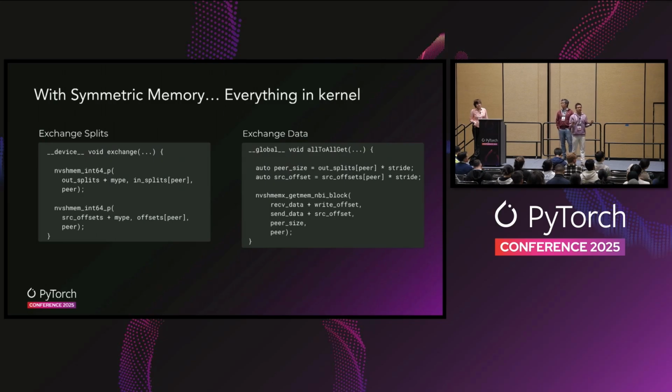With symmetric memory, everything can be inside the kernel, as Natalia just mentioned. On the left-hand side is a device function that does the split exchange. Here, I'm telling my peer how much data I want to send to it, and also the offset in my send buffer that it should get the data from. On the right-hand side is another device function where my peer reads that meta information and uses it to perform the actual data fetch from my symmetric memory buffer. So with this, we avoid the device-to-host sync.